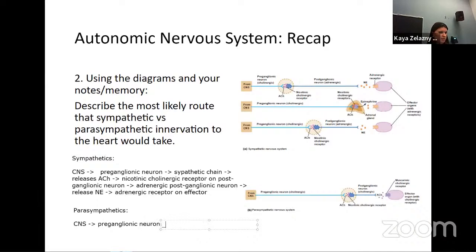But we are going to release ourselves a neurotransmitter. What neurotransmitter will this be between our preganglionic neuron and our postganglionic or our parasympathetic? Still going to be acetylcholine, okay? It's still going to release acetylcholine. And we're still going to have a nicotinic cholinergic receptor.